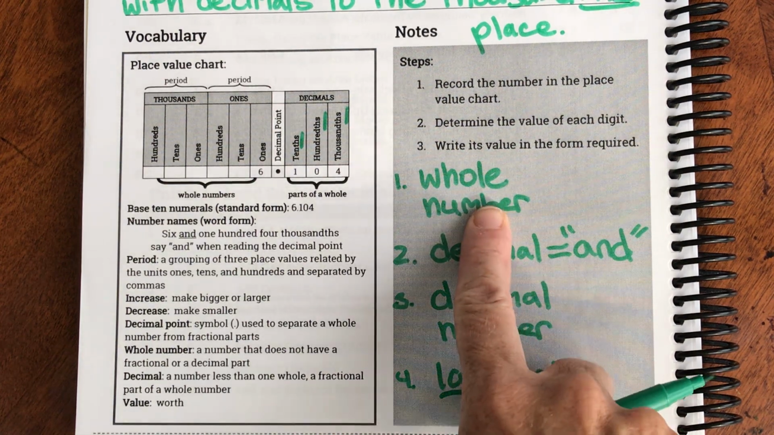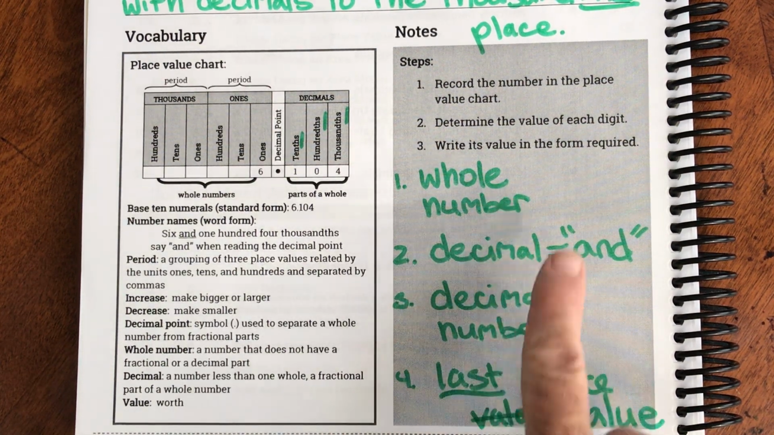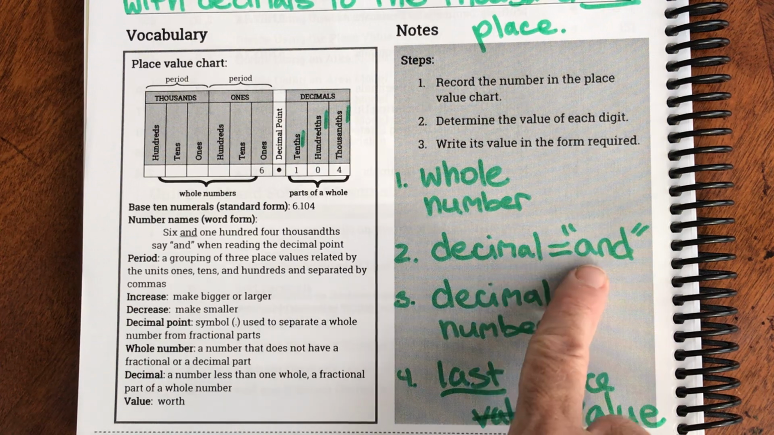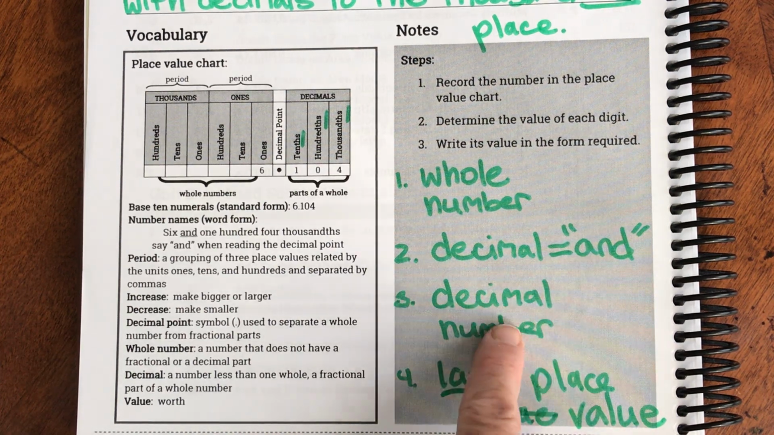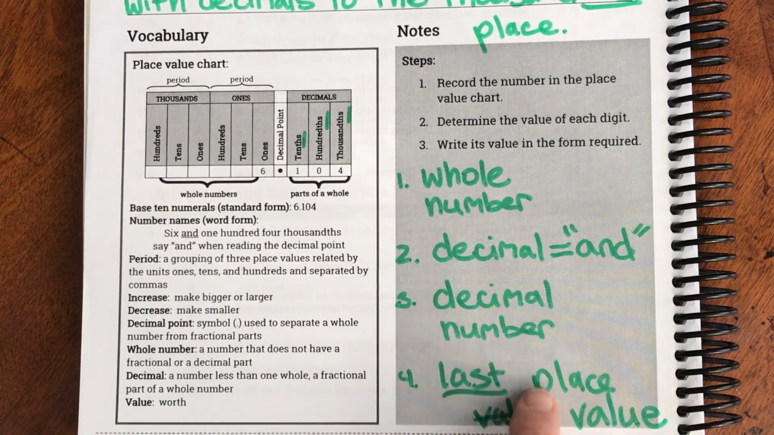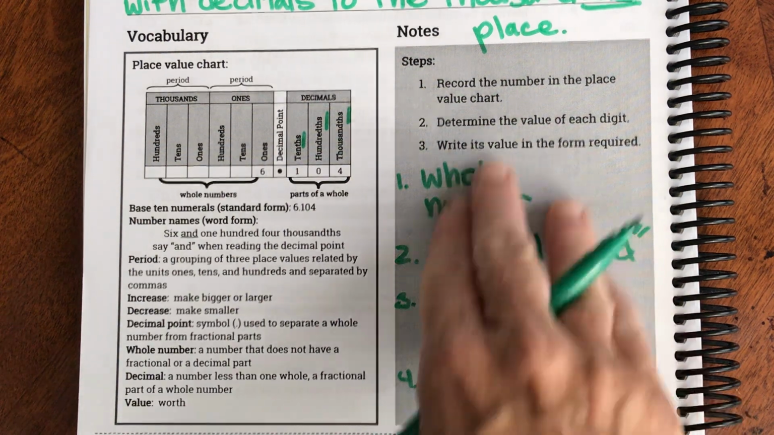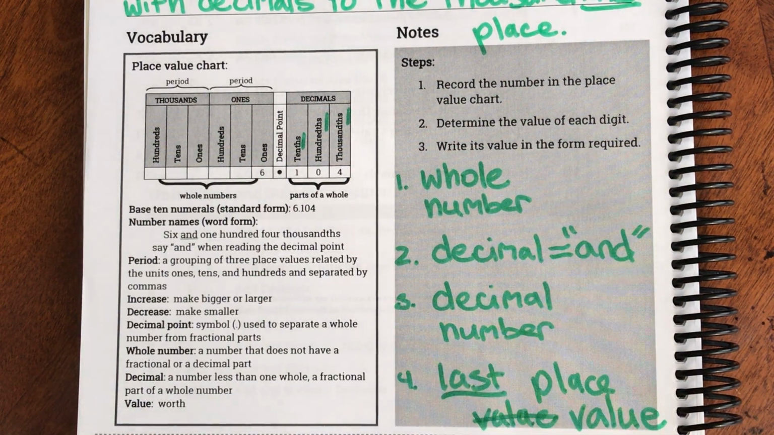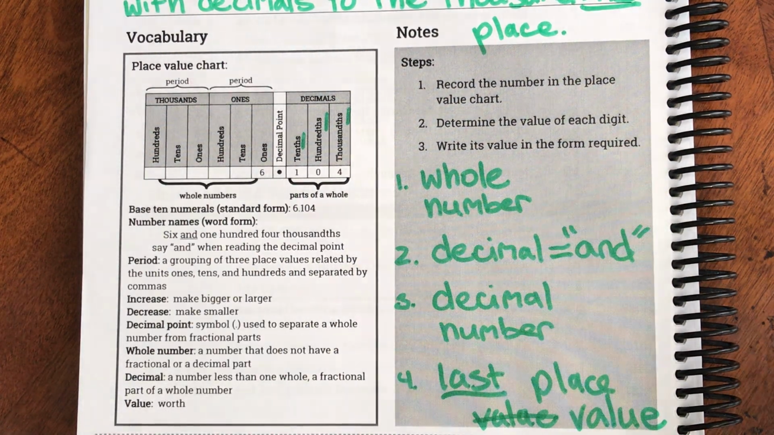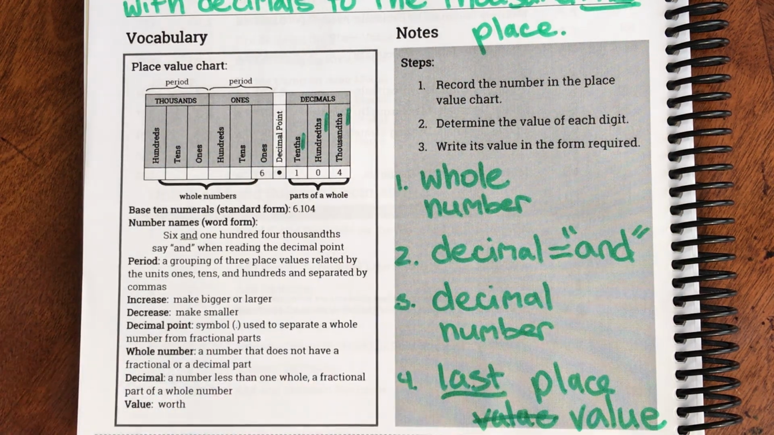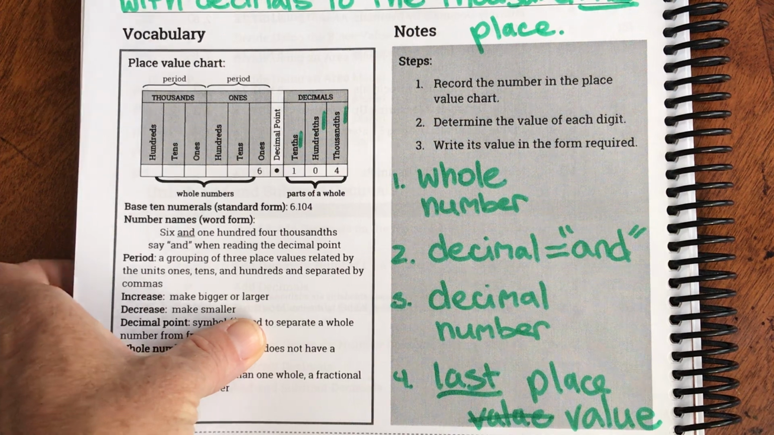We say the whole number, which is in front of the decimal. We say and for the decimal. Then we say the actual decimal number. And then we say the last place value. So these are the steps that we're going to be following. Again, you're welcome to pause the video if you didn't get these all written, but your teacher and I are expecting that everything I write in green, you have down in pencil, not in green.